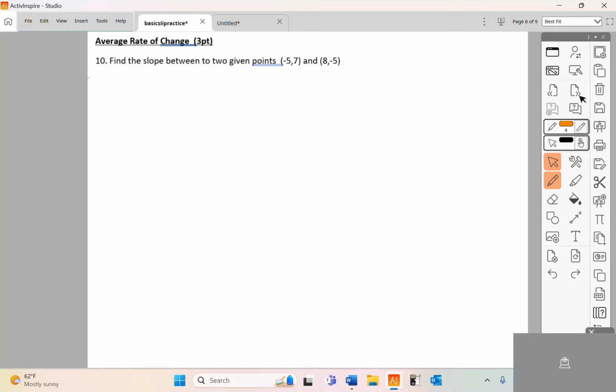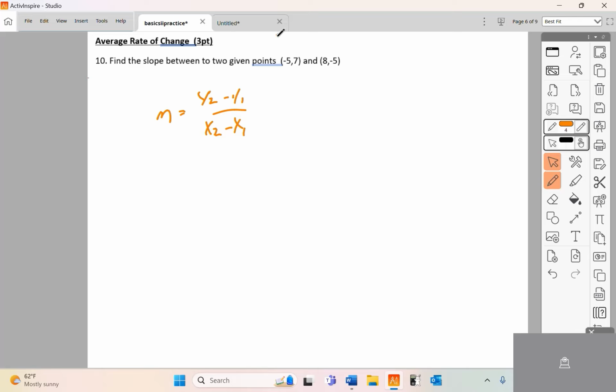Here we have slope. Find the slope between two given points. Slope is a formula that I remember seeing probably in 7th grade, and this was way back in the day. You know, this was back in the day when our phones still had cords. Yeah, I'm old. I built my first computer. That's how old I am.